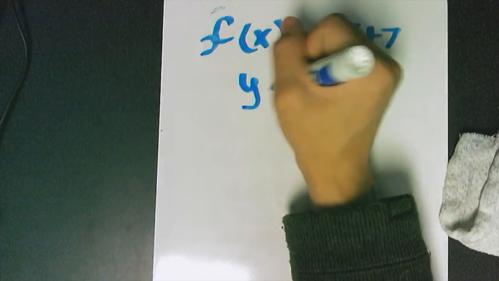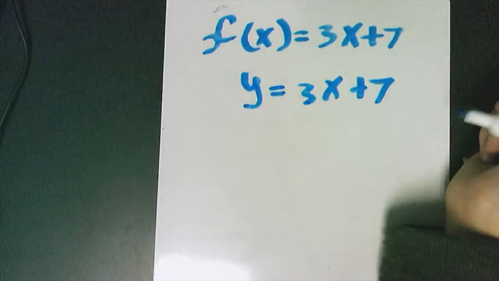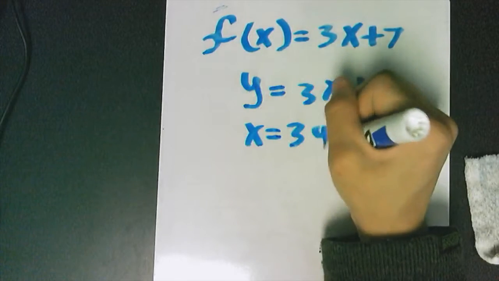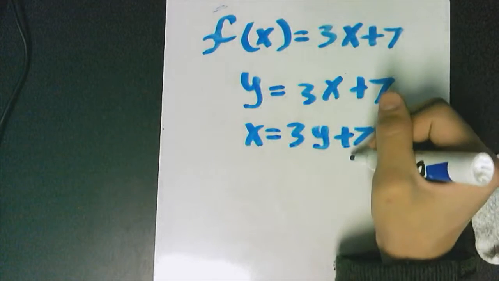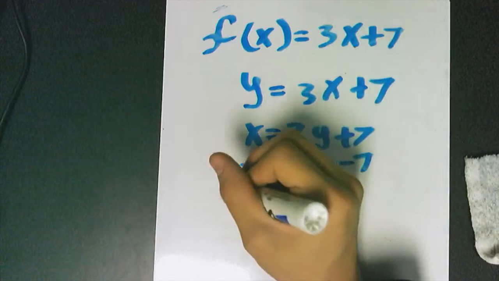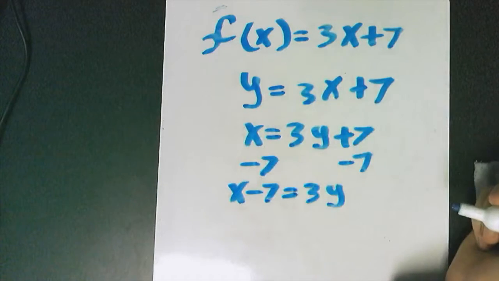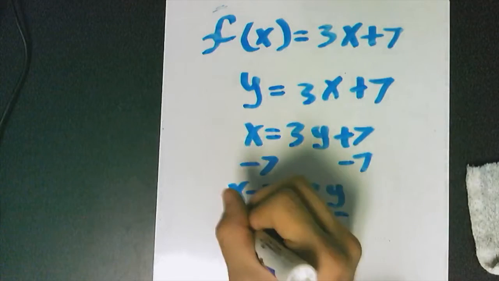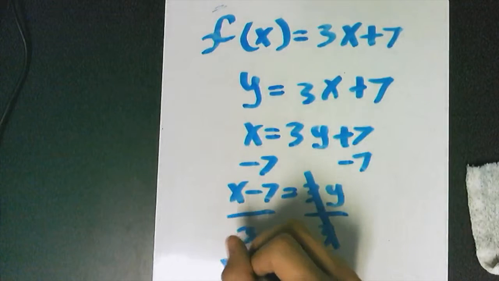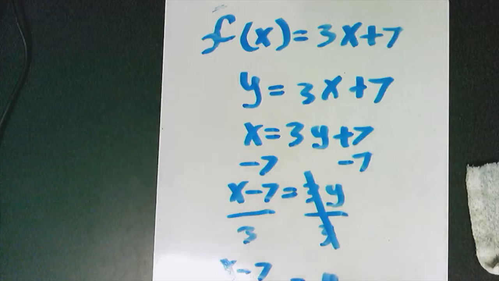First, write the equation in terms of y. Then flip the x and y variables. Now subtract 7 from both sides of the equal sign. Next, divide by 3. Now the 3's cancel out on the right side, and your answer is x minus 7 over 3 equals y.